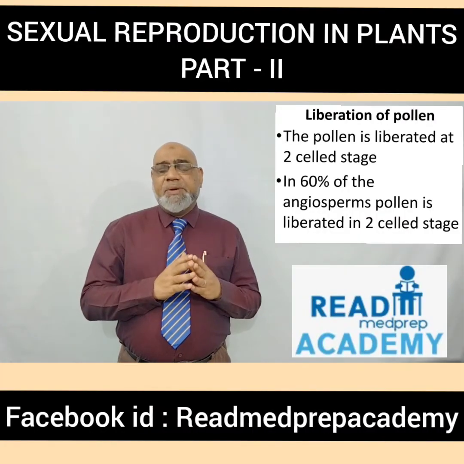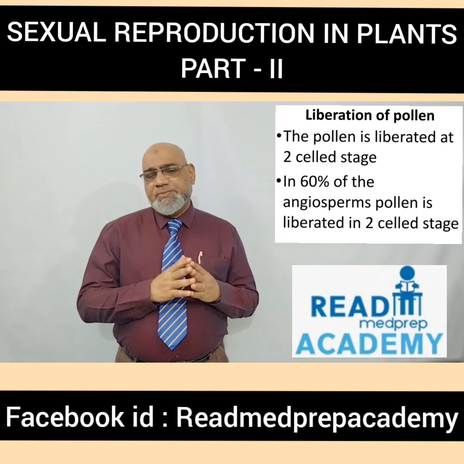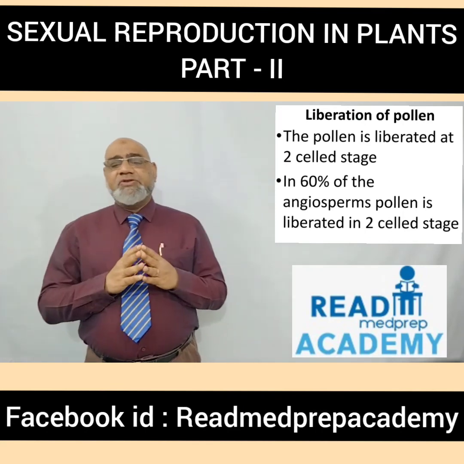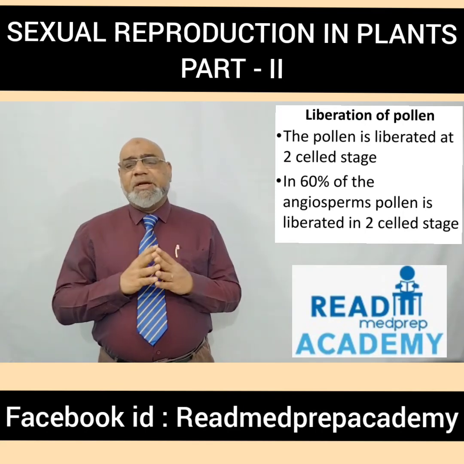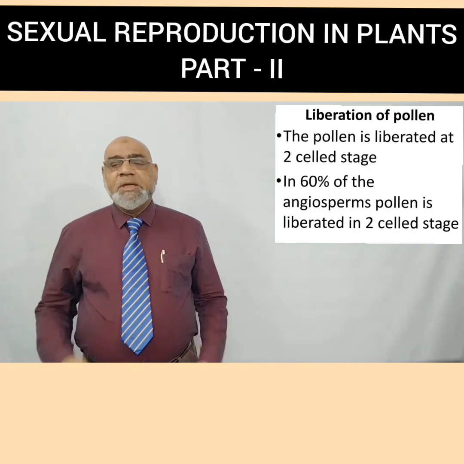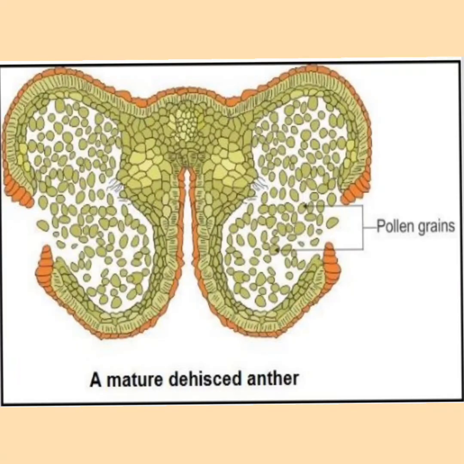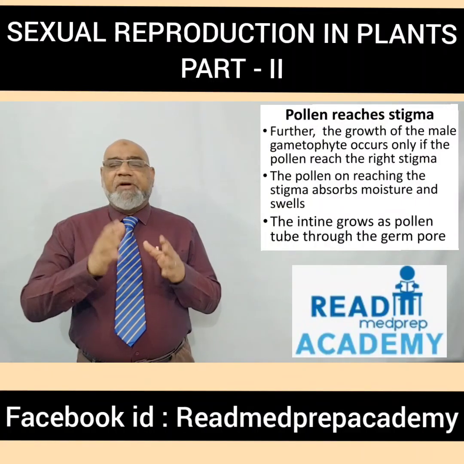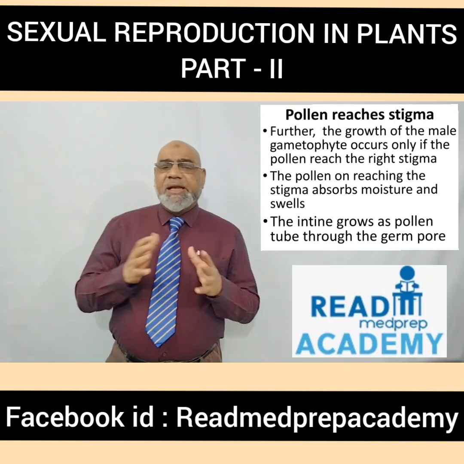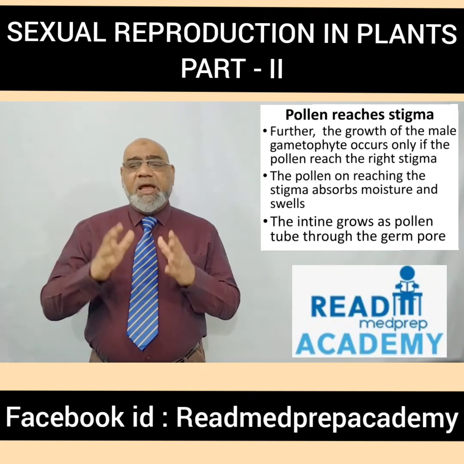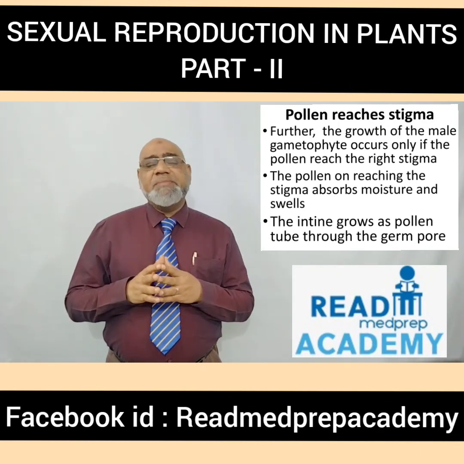The pollen is liberated at the two-cell stage. In 60% of the angiosperms, pollen is liberated in two-cell stage. Here you can see the splitting of the stomium and the dehiscence of the anther and the release of the pollen grains. Further, the growth of the male gametophyte occurs only if the pollen reaches the right stigma.